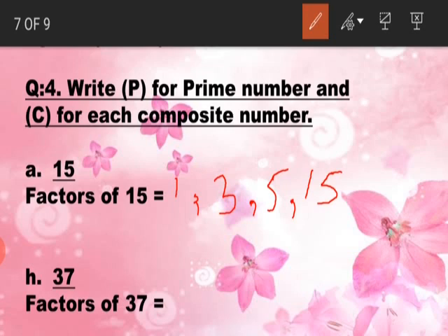And after that we have 6, 7, 8, 9, 10, 11, 12, 13, 14. These numbers are not factors of 15 because 15 is not a multiple of these numbers. So these are 4 numbers, 4 factors. So we can write C here. This is a composite number because composite numbers have at least 3 or more factors.